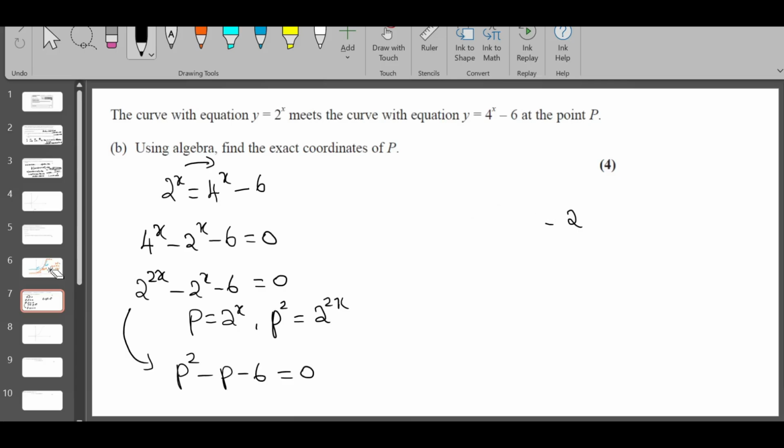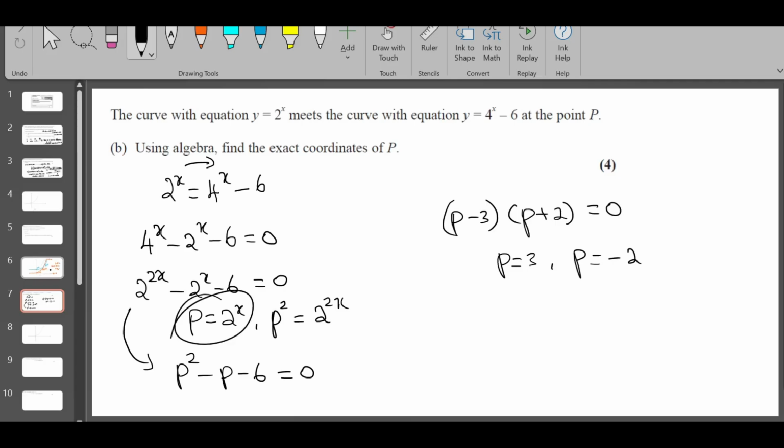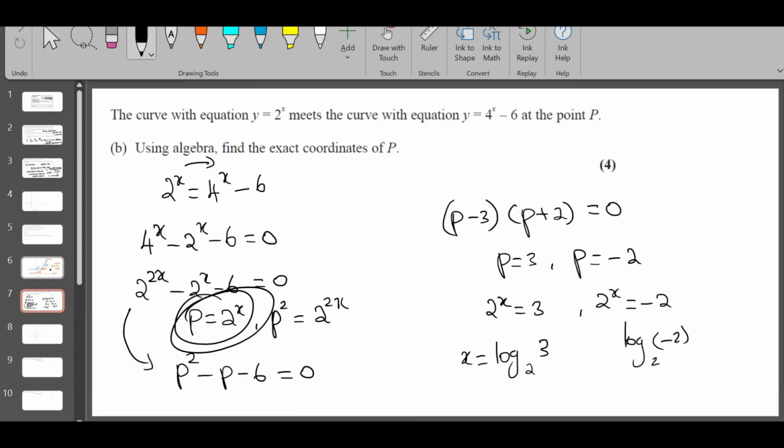And then solving. So it's going to be 3 2s are 6. P minus 3 times P plus 2 is 0. P is equal to 3. P is equal to minus 2. So replace P back with 2 power x. 2 power x is 3. 2 power x is minus 2. When you use logarithm, x is going to be log 3 to the base 2. Here log minus 2 to the base 2. Log cannot be negative, so here no solution. So this is the exact x coordinate of the point P.